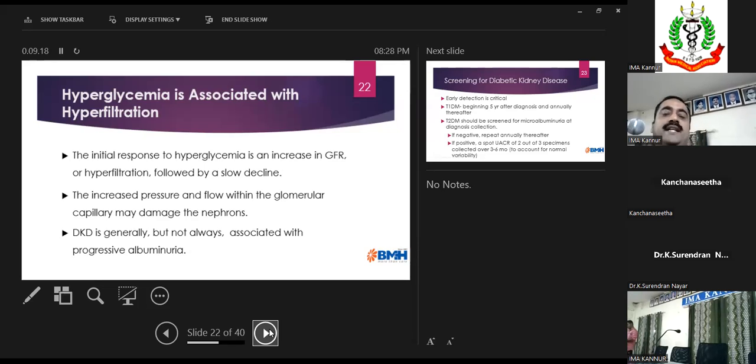So whenever you see a patient with low creatinine at the age of 40 or 60, definitely think about that. He is in a stage of hyperfiltration, especially if he has diabetes. Start counseling him to prevent proteinuria and to prevent the onset of CKD.